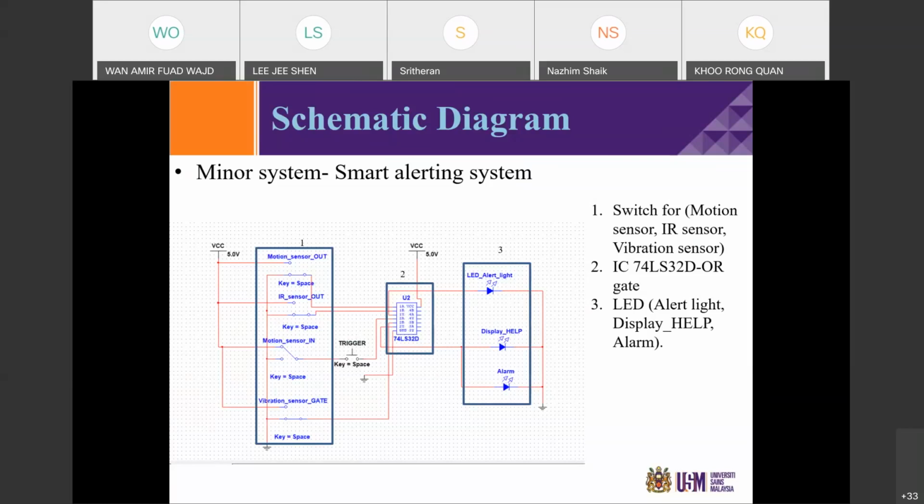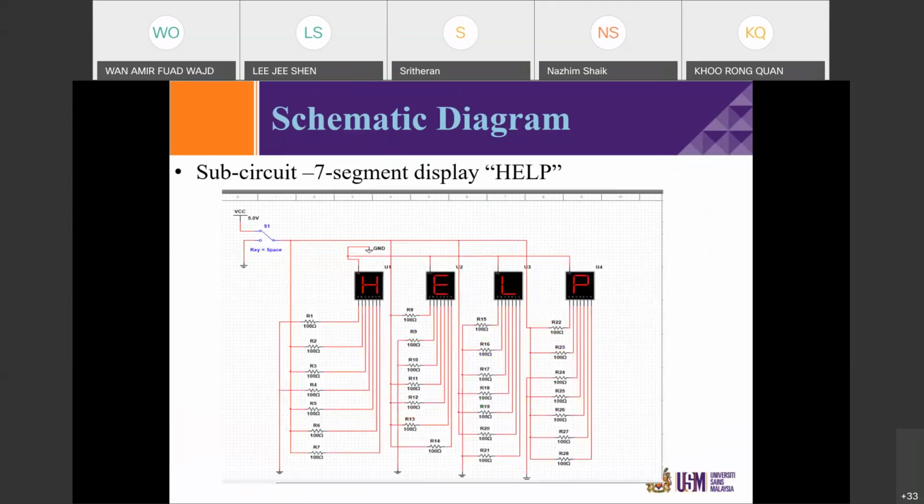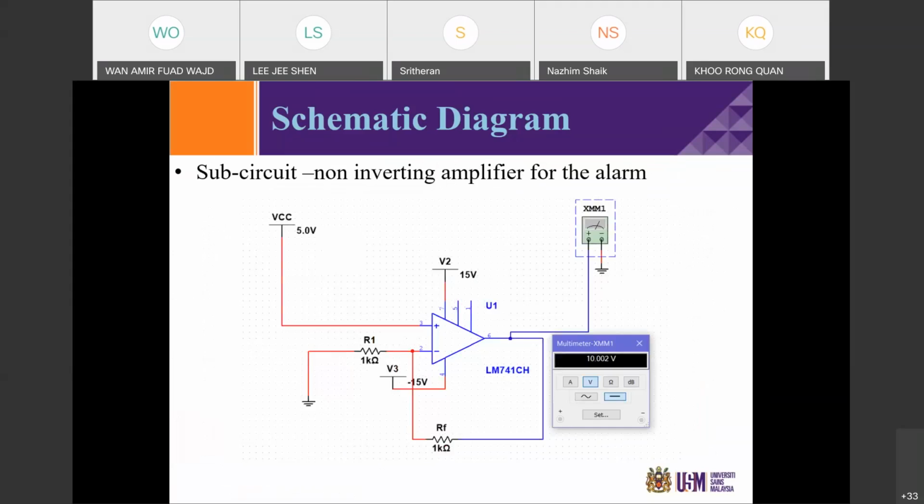So this is the synchronous up counter. And this is the schematic for the display health. And finally, this is the schematic for the amplifier, which will be implemented in the alarm, and will amplify 5 volts into 10 volts. So I would like to pass to my partner to continue.